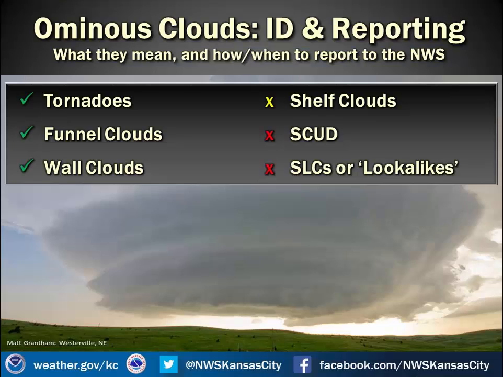Okay, we're going to go through a couple of different cloud photos here, and we're going to try to decide whether or not we want those reported in. Now, certainly, as you can see over there on the left-hand side, we want tornadoes, funnel clouds, and wall clouds reported into our office. Those are good things to report in. Other things, though, shelf clouds probably don't need to have that reported in, and certainly we don't want scud clouds or SLCs reported in. What's an SLC? That's right, scary looking cloud. That's all it is. You don't need to report that into us.